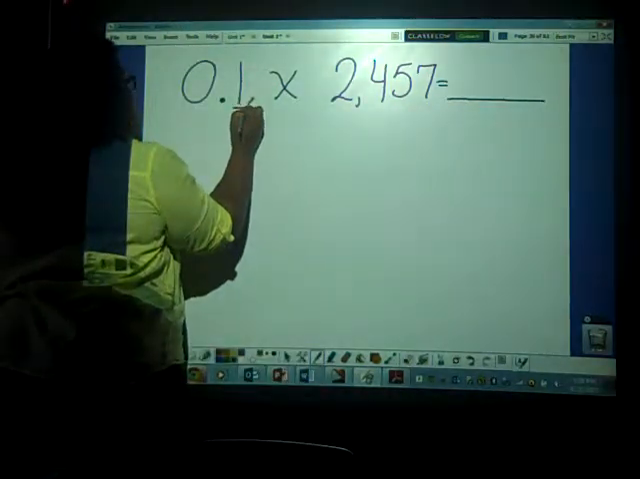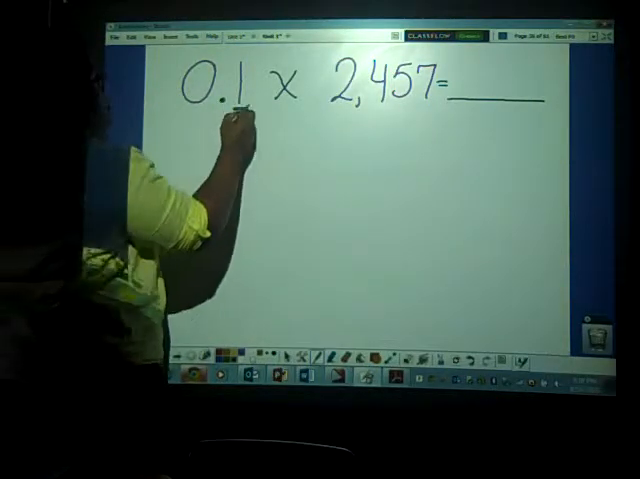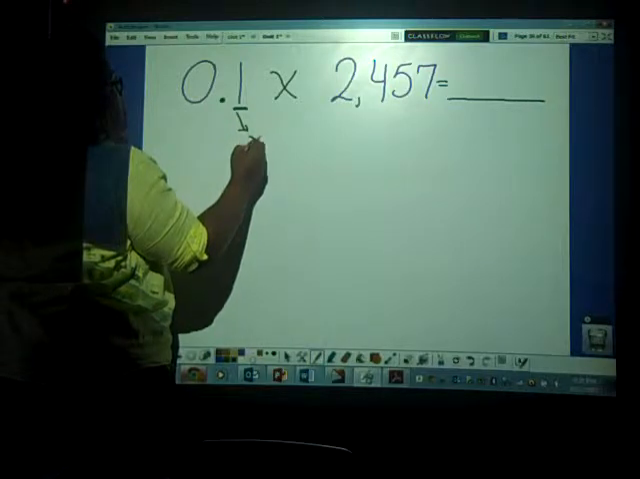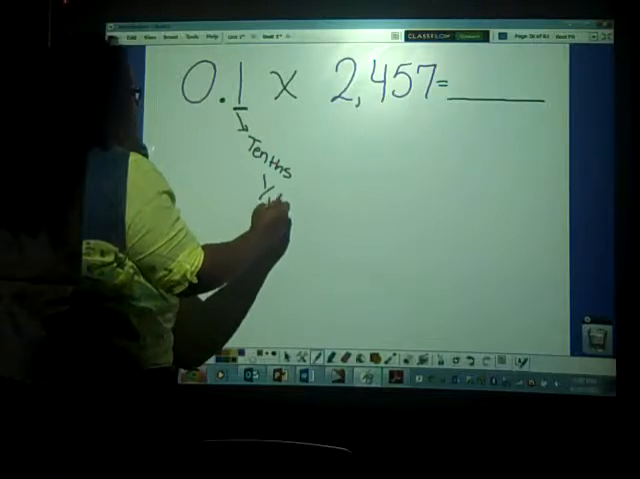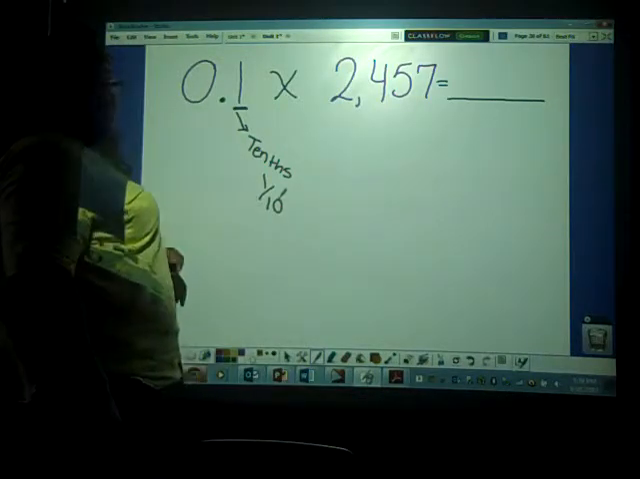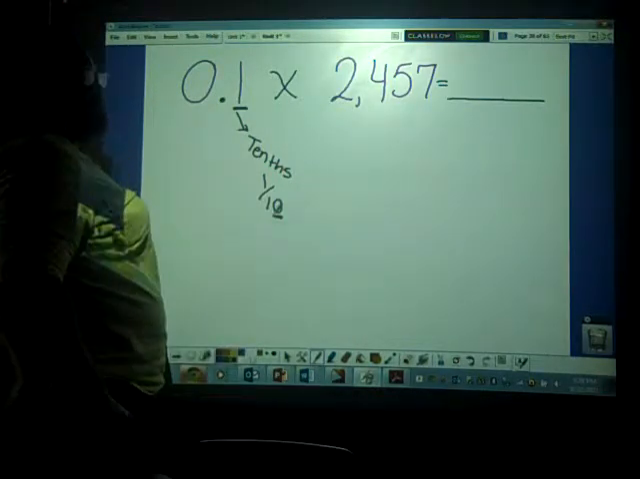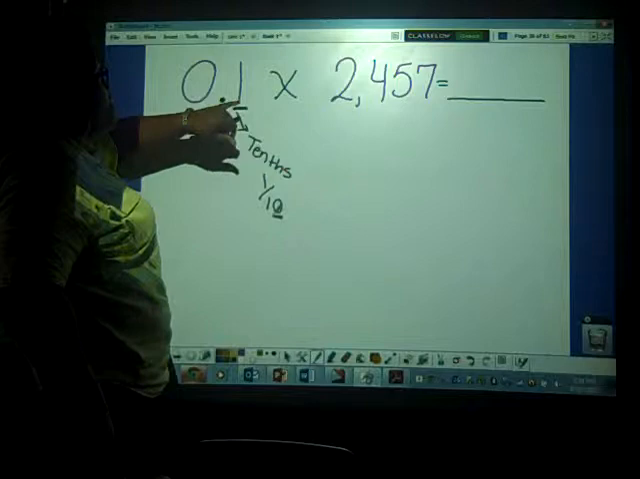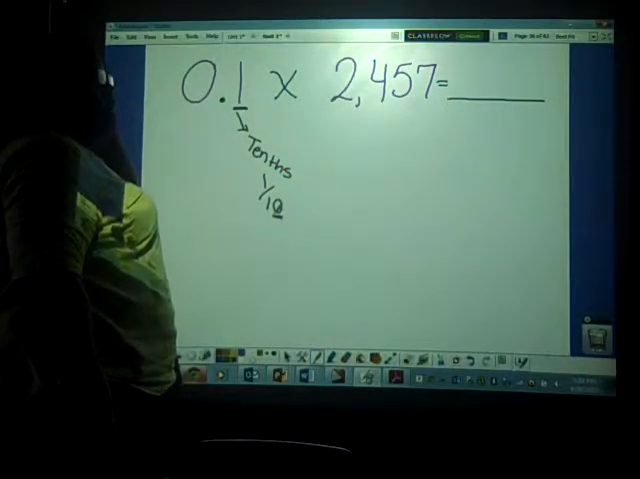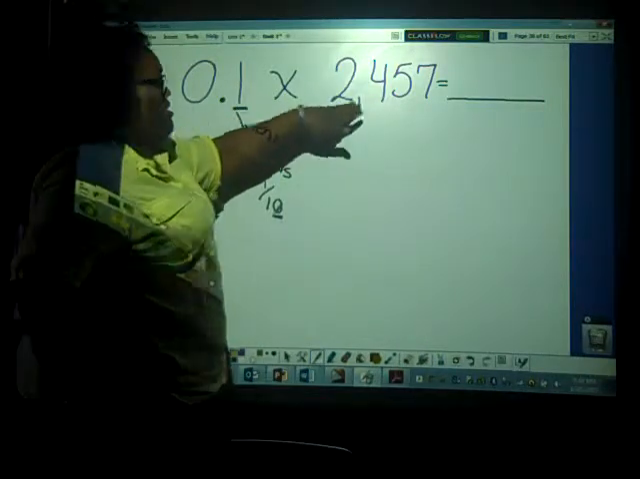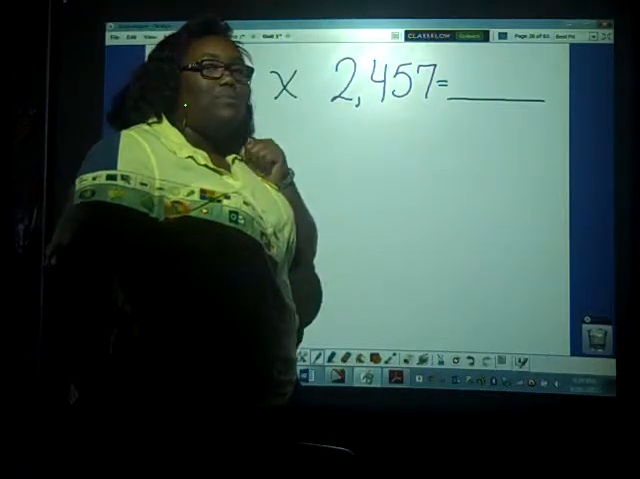Because 1/10, this 1 is in the 10th place. As a fraction, that's 1/10. That's the 10th place. How many zeros do you see in tenths? 1. So how many places to the left are you going to move your decimal point? 1 place to the left. But you're probably like, Miss Davis, 2,457 is a whole number. Where is the decimal point?